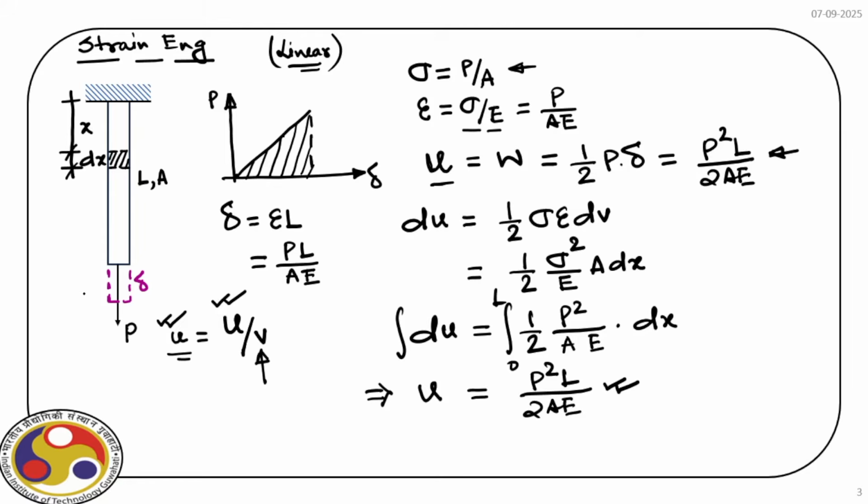So this is the strain energy when a bar deforms under the action of a load P. Now let us slightly modify this problem. So we consider the same bar, but this time instead of some external load, it deforms under its self weight. Let us see how much is the strain energy that we have in case of a bar that deforms under its self weight.